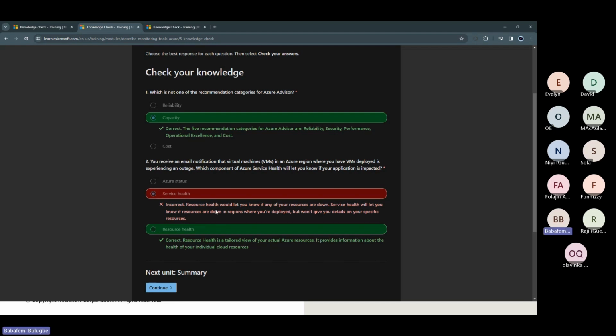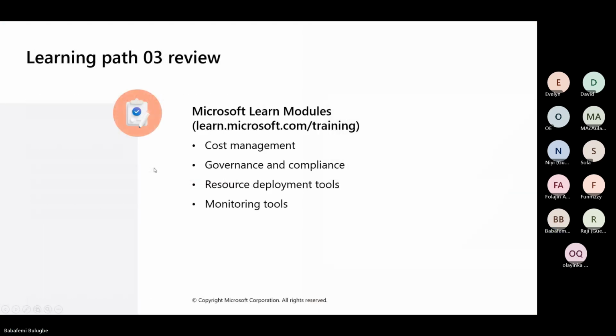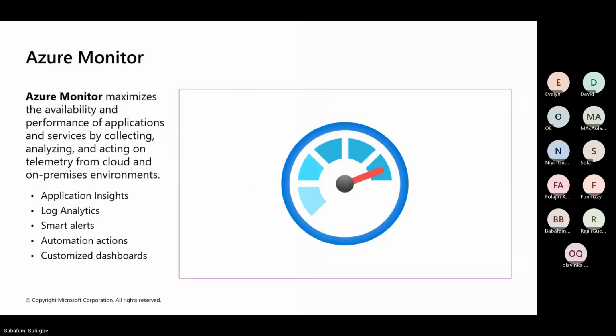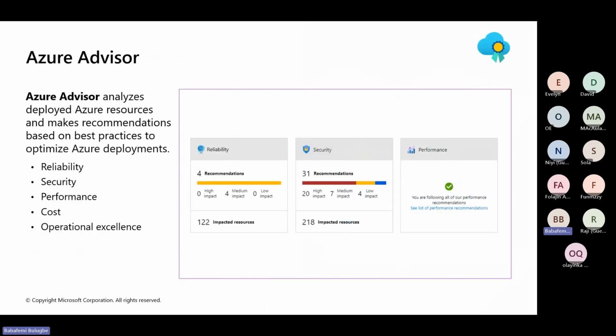So let's go back to the knowledge check here. I'm just going to explain something. For Azure Advisor, like I said, it's going to give you recommendations. Some of the recommendations are based on reliability, security, performance. There's nothing like capacity.